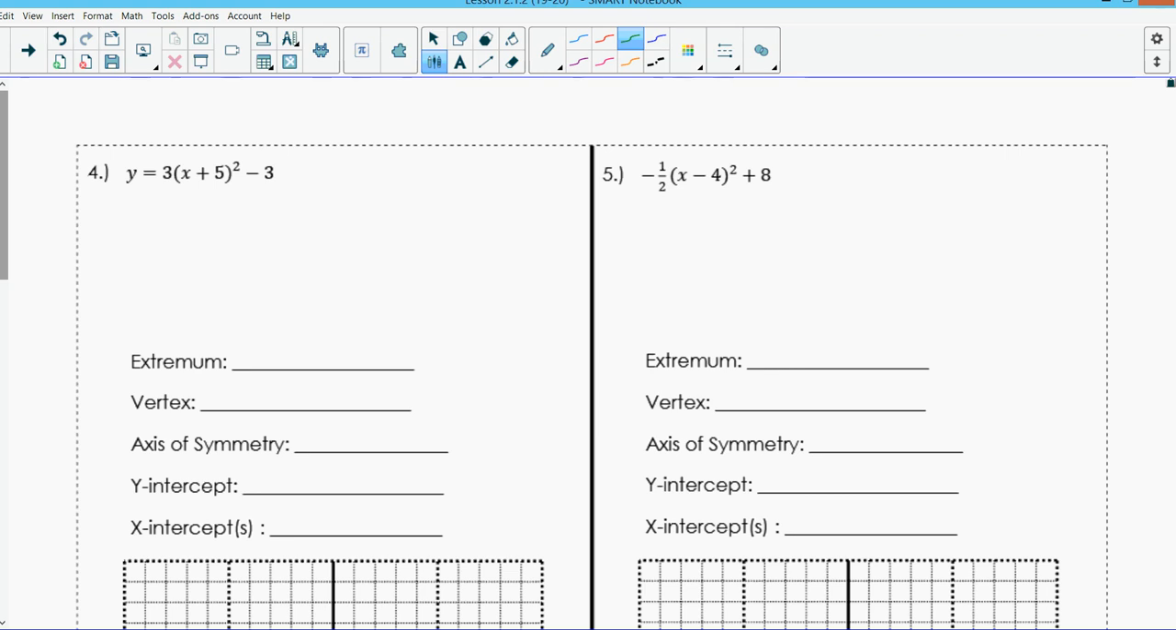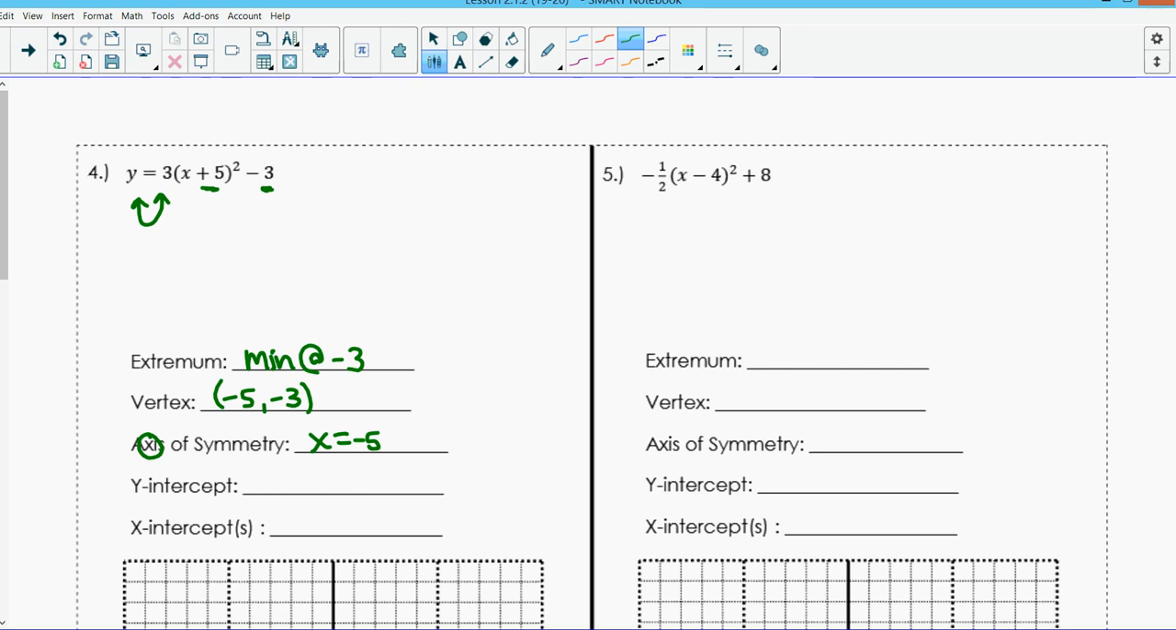Okay? So if we were doing this function right here, remember opposite of this value, and then this value gives you a vertex, so opposite would give me a -5 and a -3. Because this is a positive a value, I know the function opens up, which means that the extremum is a minimum, and it would be min at the height of -3. The axis of symmetry would be x equals -5, since it's got to go through that x value.